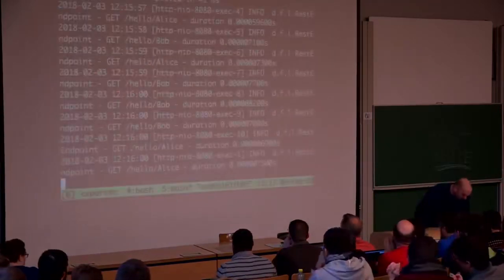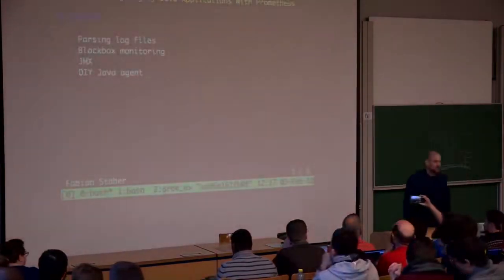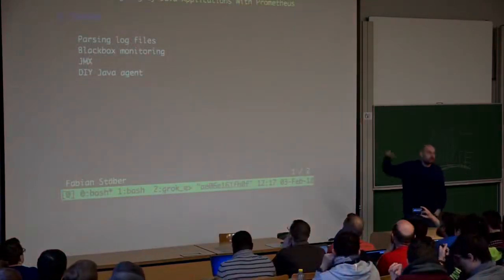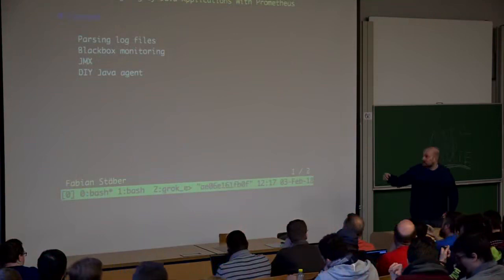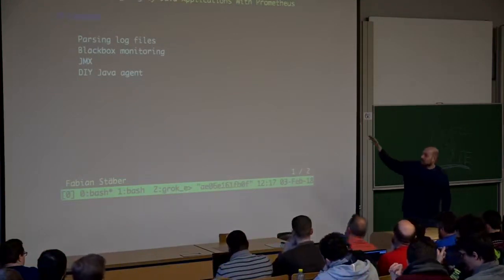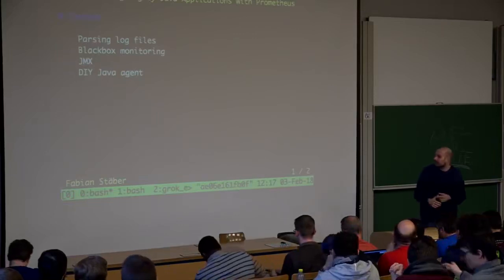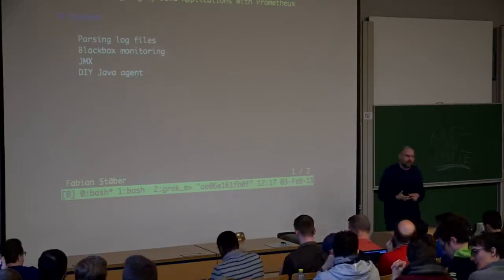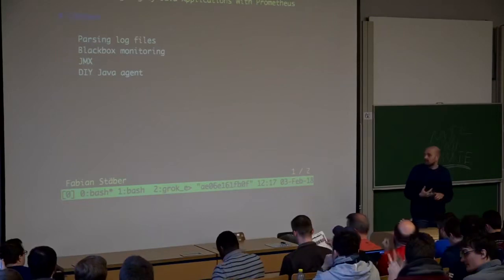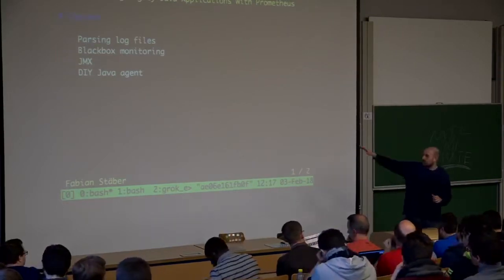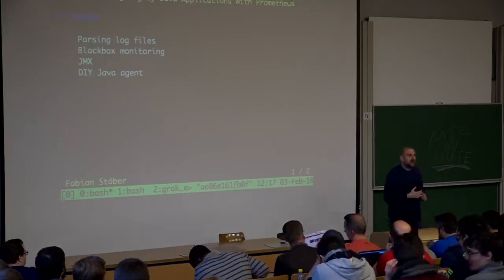So let's wrap up. Within the last half an hour, we went through 4 ways of monitoring legacy Java applications. We started off with parsing log files. Then we had a quick look at the blackbox exporter. Then we had a look at the JMX exporter in JMX. And finally, I showed you how to write your own do-it-yourself Java agent.